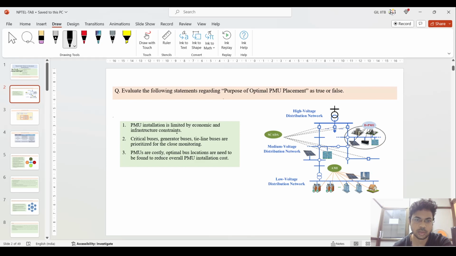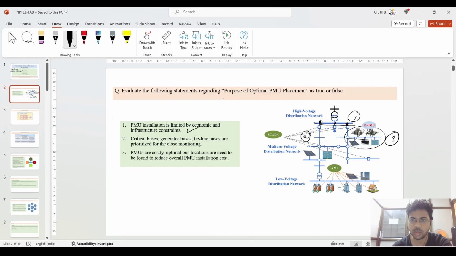So what the first statement is saying is that PMU installation is limited by economic and infrastructural constraint. That is true because if you see the right side image, certain buses are there. Suppose this is bus 1, and in the lower section, if you see, this is bus 2, and this is bus 3.